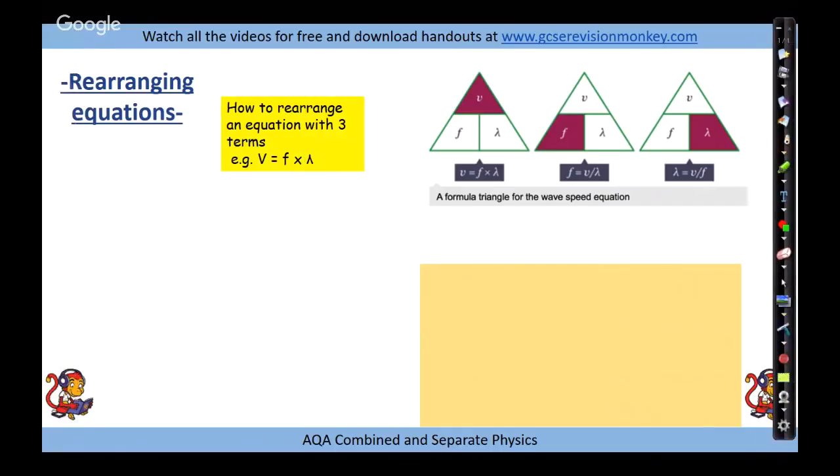Now, just like we can see in these ones over here, these have got already filled in. So how do we use these equation triangles once we've filled them in? Well, what we're going to do is cover up the thing you're looking for, and you're going to do what's left. So if on this example here you want to find V, you would cover up V so you can't see it anymore, and you do what's left from left to right or top to bottom. So F times lambda. Over here, if you want to find F, you cover up F, you do V divided by lambda. If you want to find lambda, you do V divided by F.